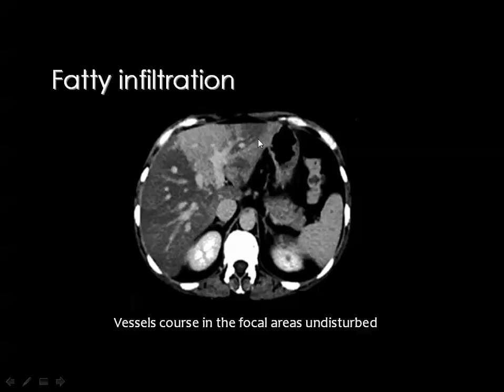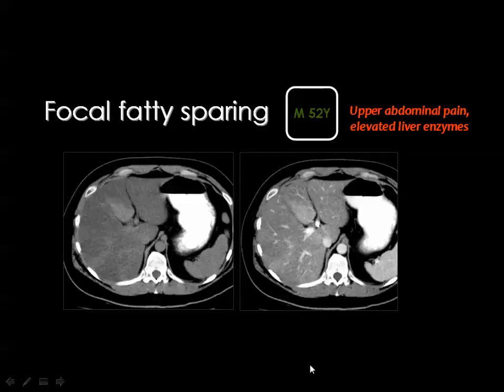And here is also an area of focal fatty infiltration, and fatty infiltration of the right hepatic lobe, and you see vessels crossing through the fatty areas undisturbed. And on the opposite side, you may get a fatty liver with a small area of focal fatty sparing, and this may represent a problem by ultrasound and sometimes by CT.